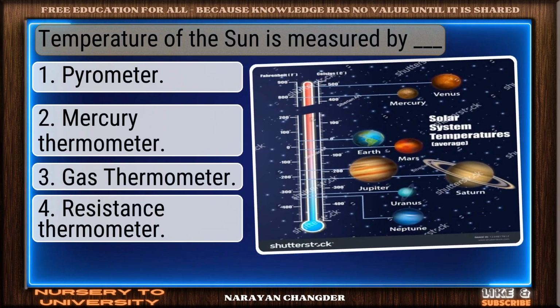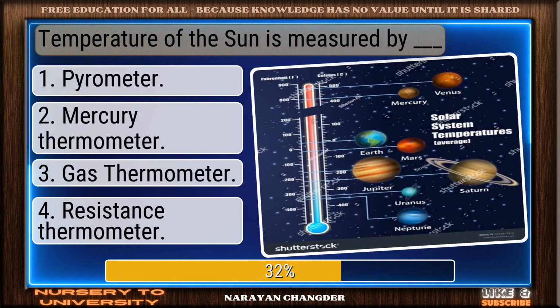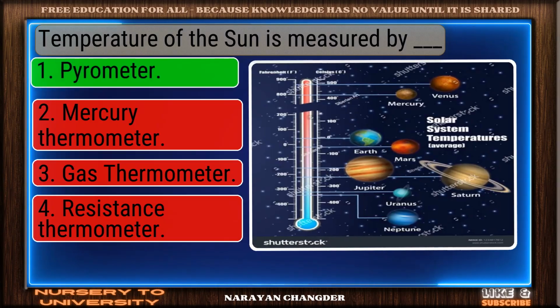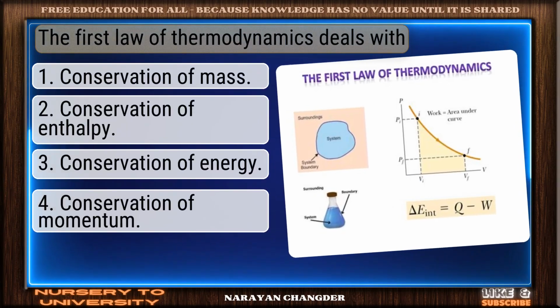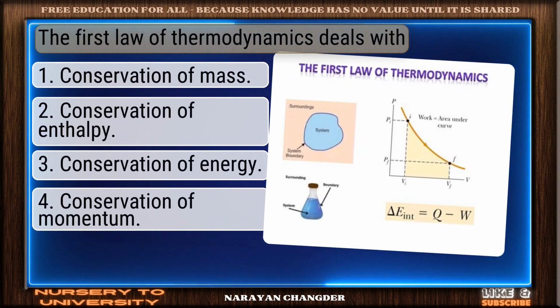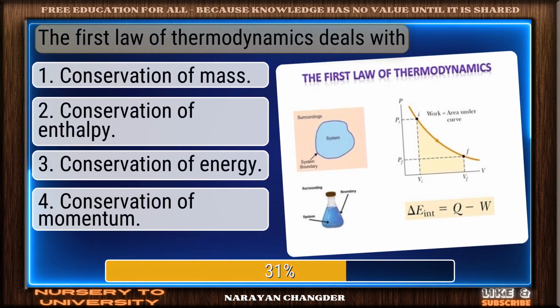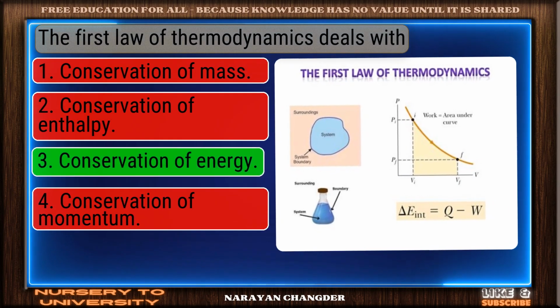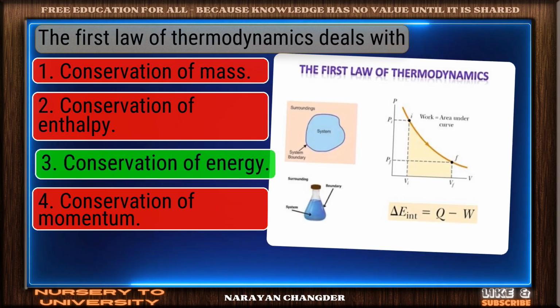Temperature of the sun is measured by dash. Smart move. Pyrometer is an accurate answer. The first law of thermodynamics deals with. You're right. Conservation of energy is the correct answer.